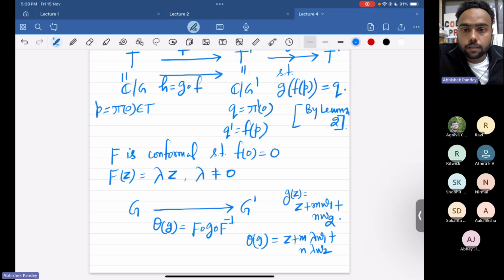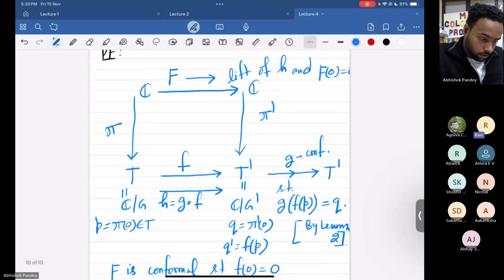Is it clear, guys? Okay, why is this F0 equal to 0? I mean, you are using two types of lifting. Capital F0 is 0.